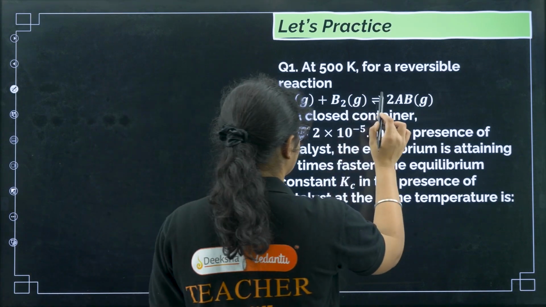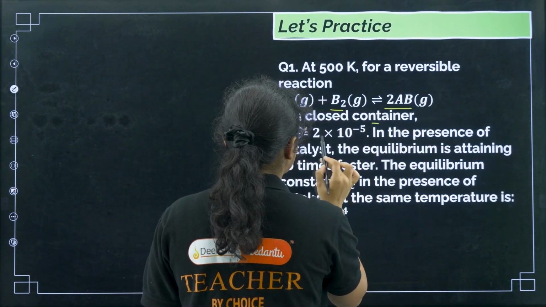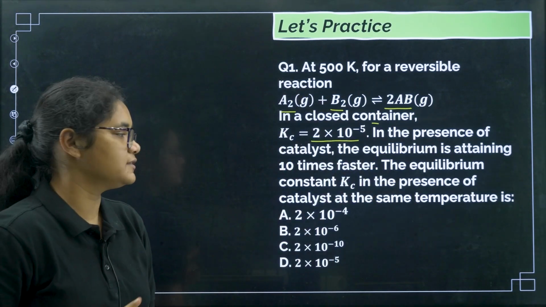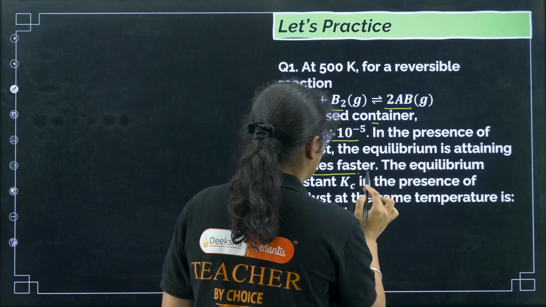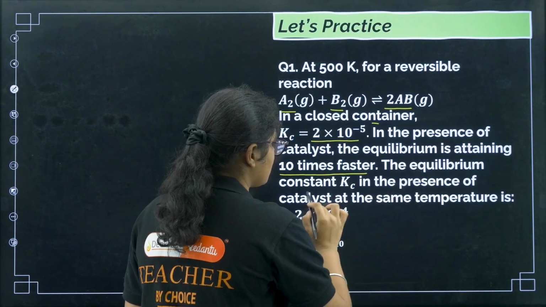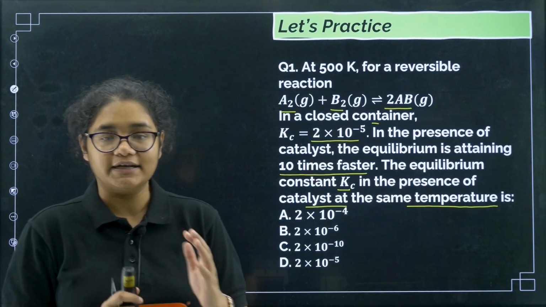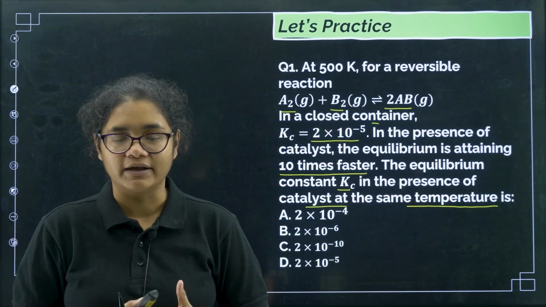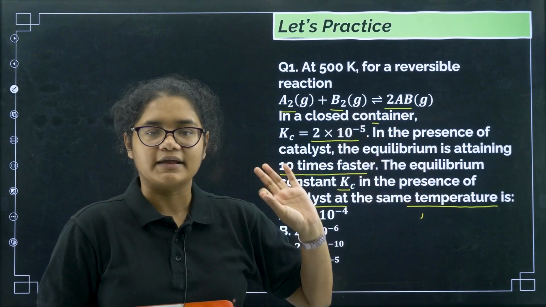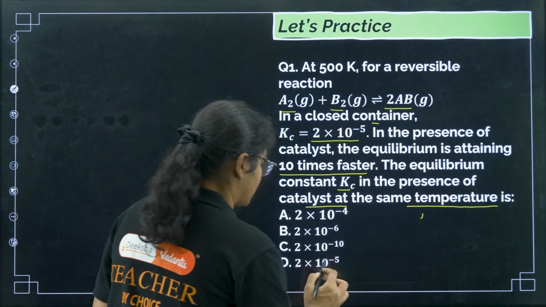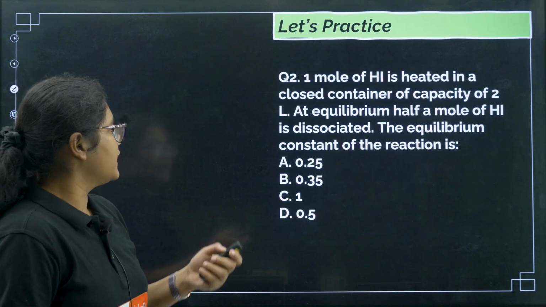At 500 Kelvin, for a reaction A2 plus B2 giving 2AB in a closed container, Kc value is 2 into 10 to the power of minus 5. In the presence of catalyst, the equilibrium is attained 10 times faster. The equilibrium constant Kc in the presence of a catalyst at the same temperature is? Just now we have studied that equilibrium constant can only be affected by temperature. If the same temperature is maintained, even if you use a catalyst, the K value will not change. So it will be the same, 2 into 10 to the power of minus 5. Option D is the correct answer here. Okay, next question number 2.